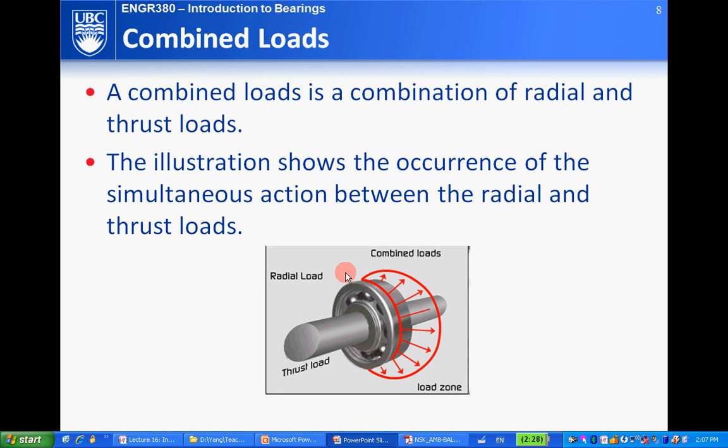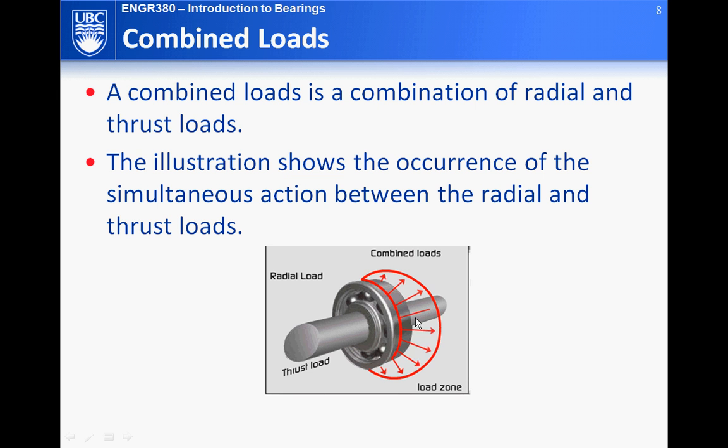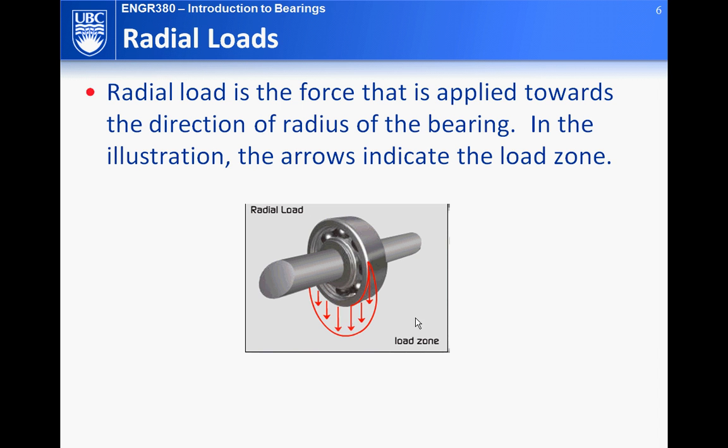Then the bearing needs to be able to take care of both of these kinds of loading. What we call is a combined load here. So when we design or select a bearing, we will look at two different situations. One is when the bearing is subjected to purely radial load. So how do we select a bearing under this situation?